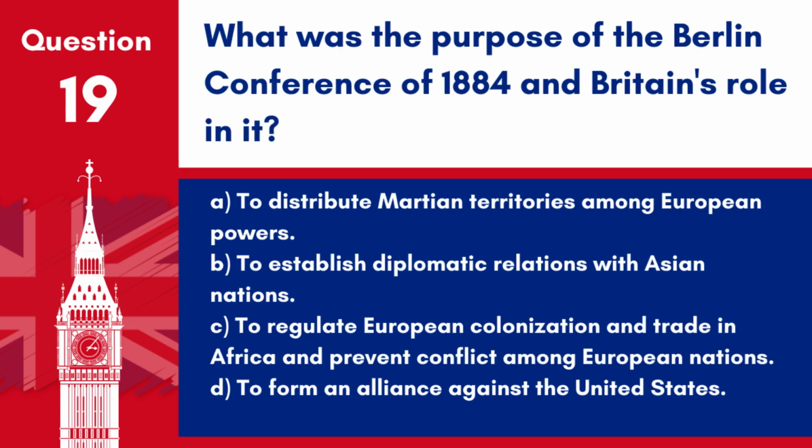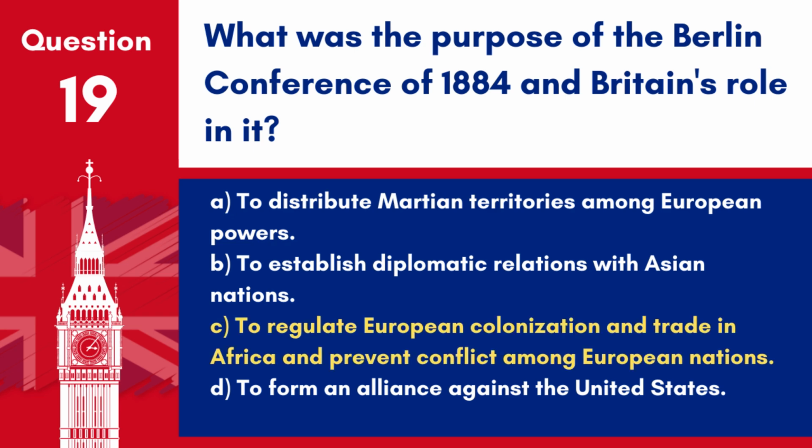Question 19. What was the purpose of the Berlin Conference of 1884 and Britain's role in it? A. To distribute Martian territories among European powers. B. To establish diplomatic relations with Asian nations. C. To regulate European colonization and trade in Africa and prevent conflict among European nations. D. To form an alliance against the United States.